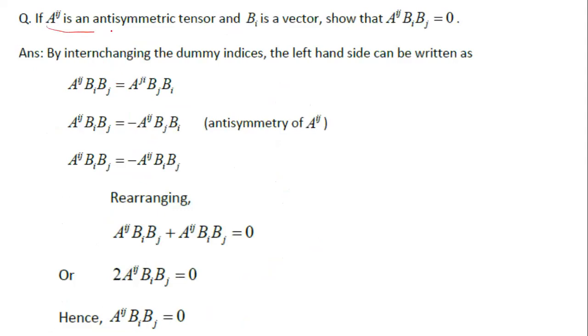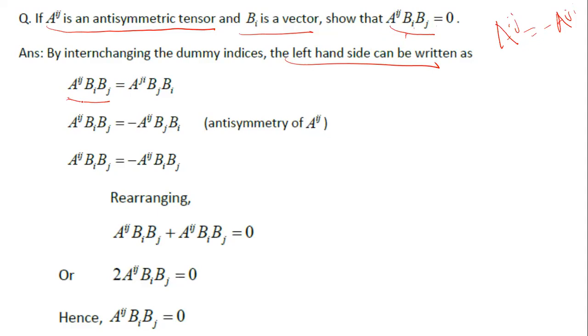Now this is one very simple example. If aij is an antisymmetric tensor, antisymmetric means aij is equal to minus aji. If bi is a vector, show that aij bi bj is equal to 0. So you just take the left hand side of the expression. Here you see that i and j are dummy indices. In this expression, there are two i's and there are two j's. So they are dummy indices, so you can interchange them.